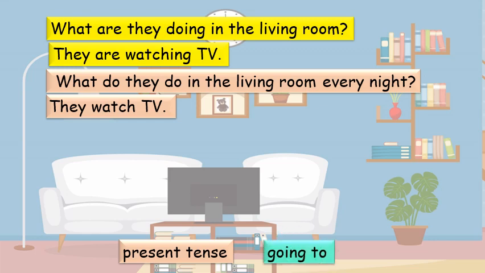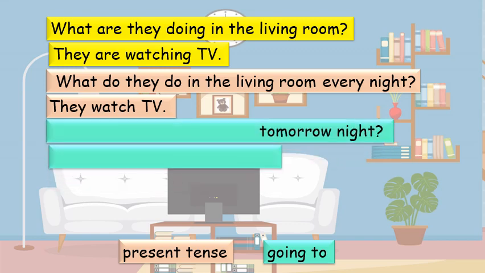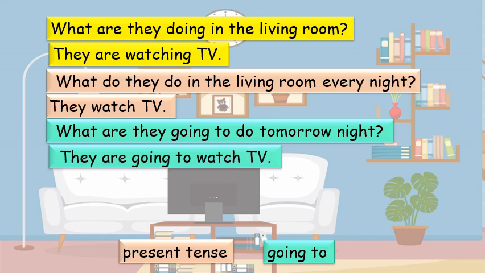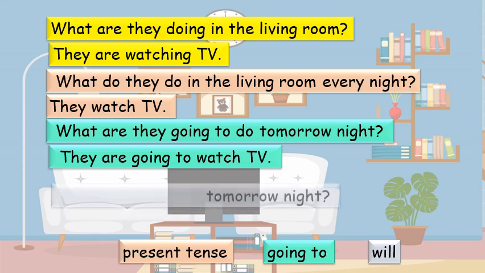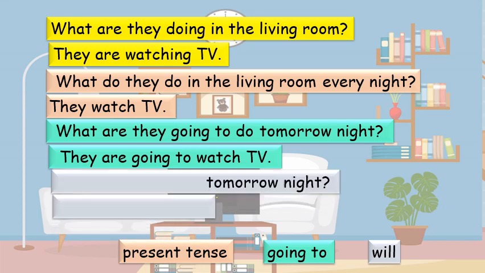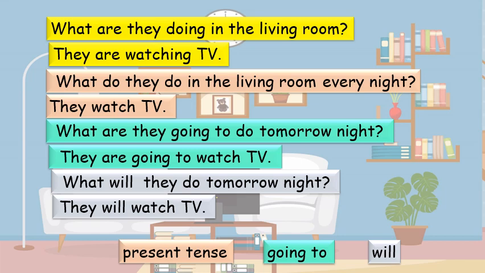Now, do the question and answer in future tense with going to. What are they going to do tomorrow night? They are going to watch TV. Now use the future tense with will. What will they do tomorrow night? They will watch TV.